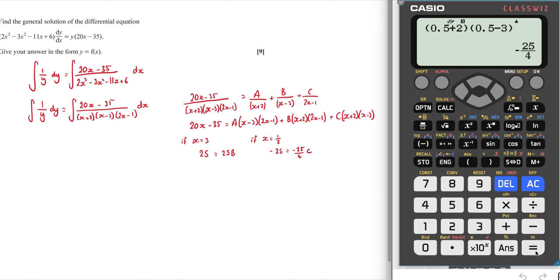Oh, I forgot to say that B was 1 in the first one, so I then have minus 25 divided by that gives me that C is positive 4. And we can then say, what's the last one we want? X is minus 2.